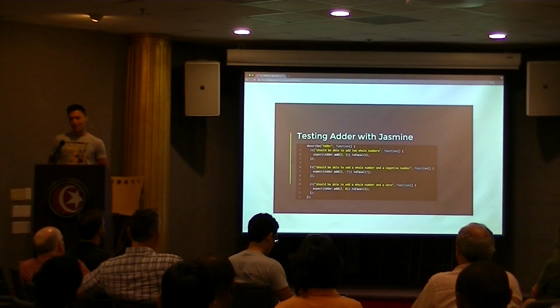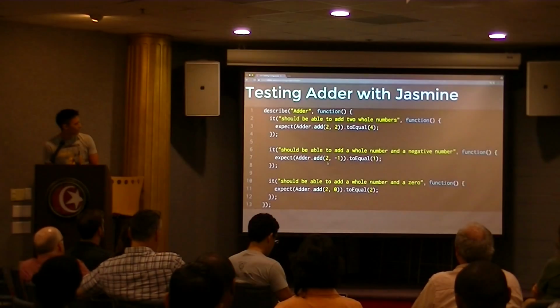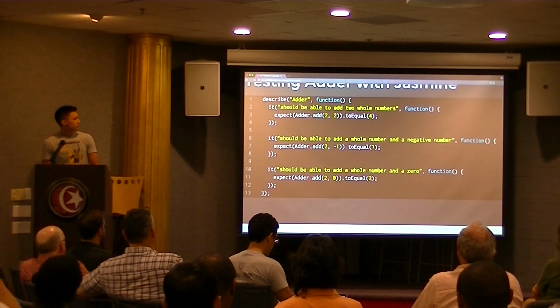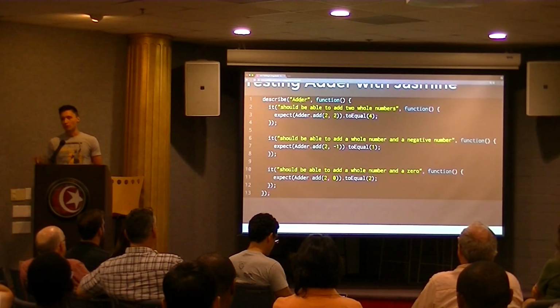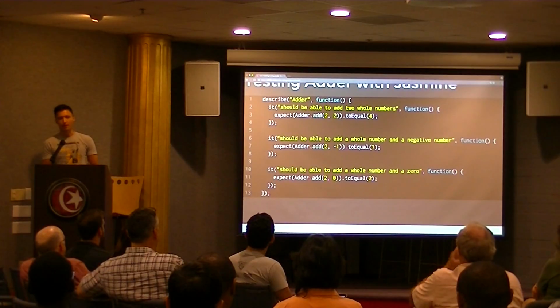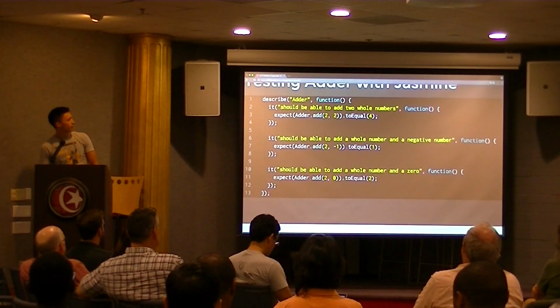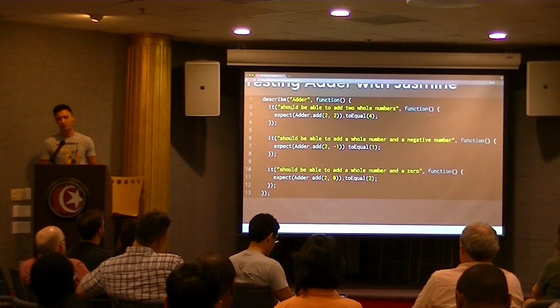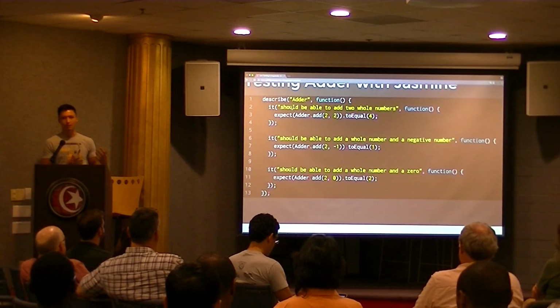So if we were to test Adder in Jasmine using the behavior-driven framework we're going to use, are you able to see that? There we go. At the very top, we start off with a describe block that describes what we're going to test. So we say describe Adder, and then we throw a function on the end of that. And then below it, we set up our test cases. What we did earlier was we gave it a few different numbers. We gave it 2 whole numbers, a whole number and a negative, a whole number and 0. And that helps us establish that we're testing Adder correctly.